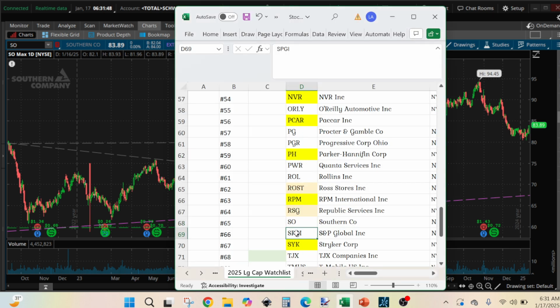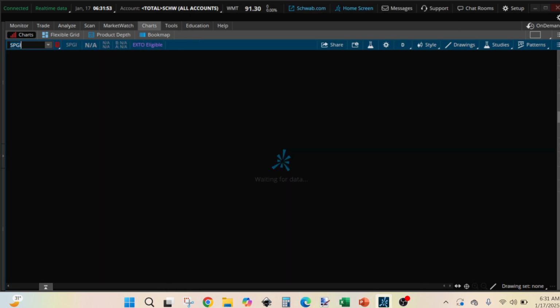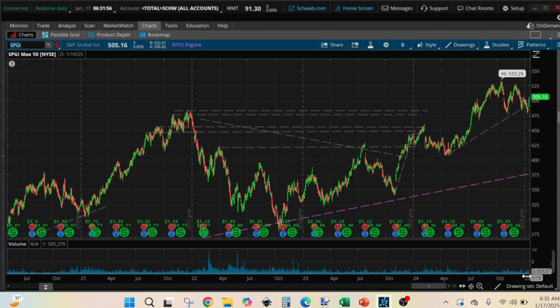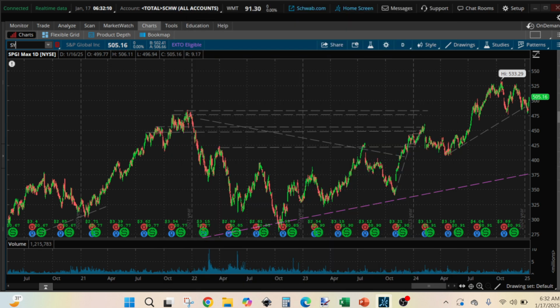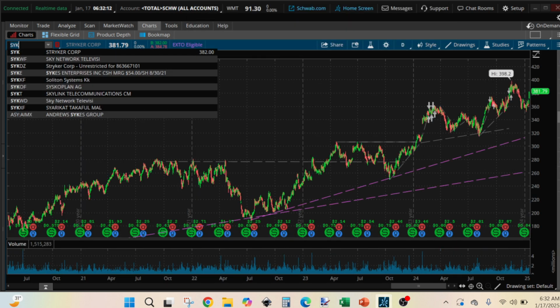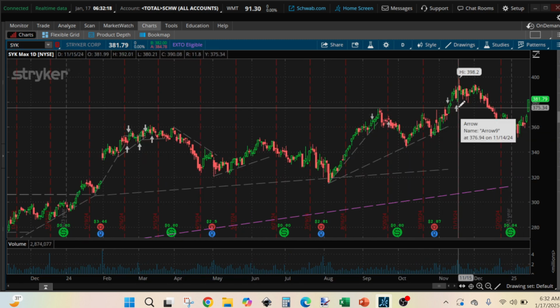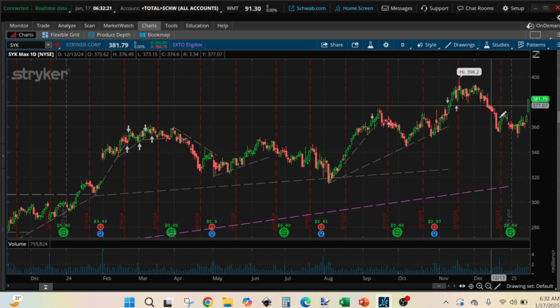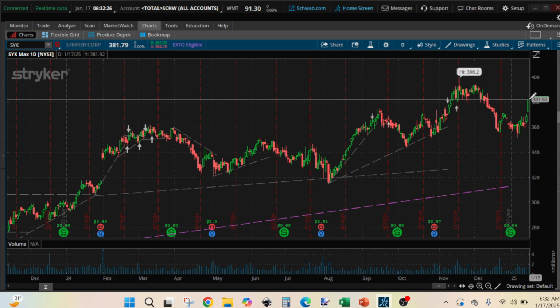So the next one is SPGI. So SPGI, we like to buy at this trend line, but right now it's following this trend line. Yesterday the price went up. The next one, SYK, we purchased it, we have not sold it yet. We purchased it, and then the price went up a little bit, and then that trend line ended and the price went down.